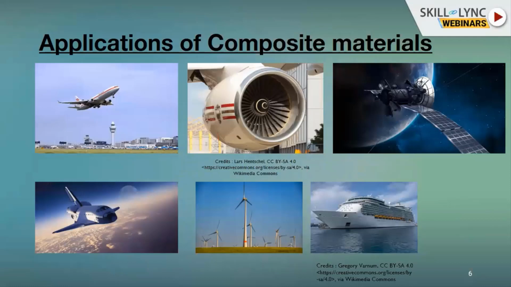So coming to the applications, many of you might be aware that most of the aircraft components are made up of composite materials. For example, very new aircraft such as the Boeing 787 and Airbus A350. These are some of the newest variants of aircraft, which have most of their primary structural members made up of various polymer based composite materials.